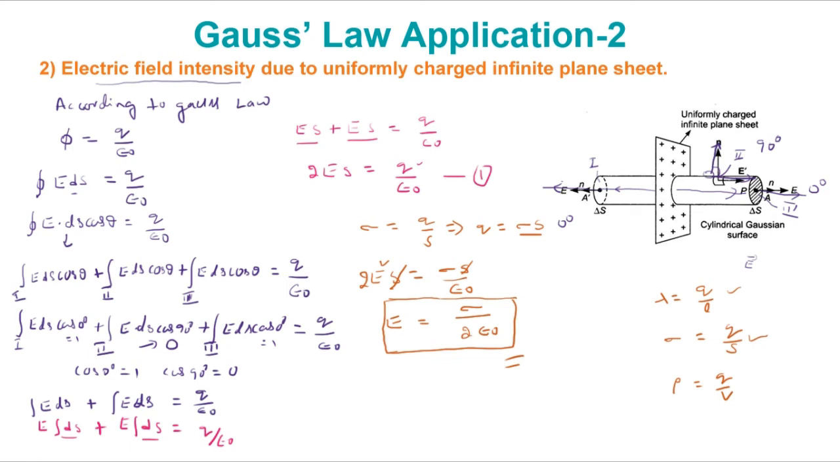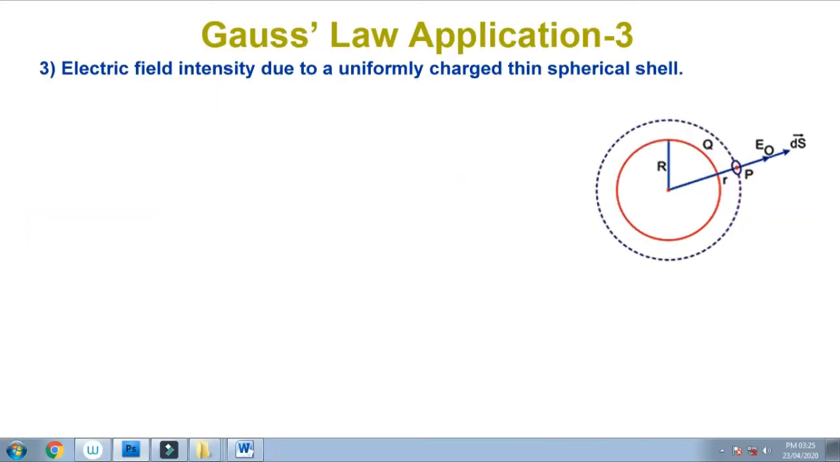I think you all understood very well. So that is the last topic of Gauss law, the applications of Gauss law. The last topic is the electric field intensity due to a uniformly charged thin spherical shell. Clear? Here also we have to identify the electric field intensity. Again the target is E.